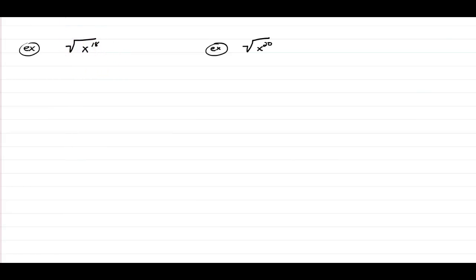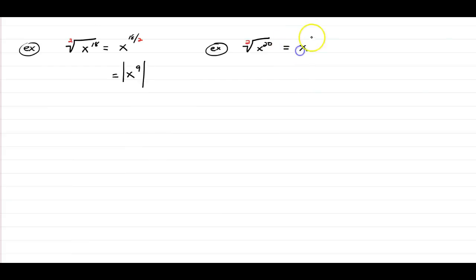Alright, so here both my indexes are even. If I rewrite this, this is x to the 18 over 2. 18 divided by 2 gives me x to the 9th. And since my exponent's odd, I'm going to force it to be positive with the absolute value bars.